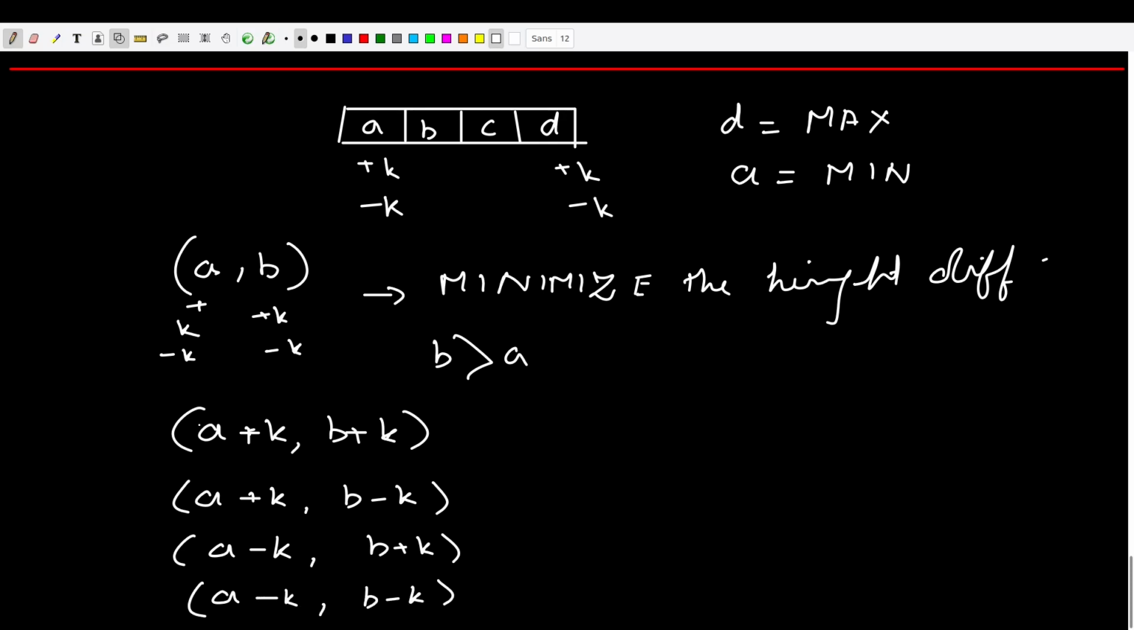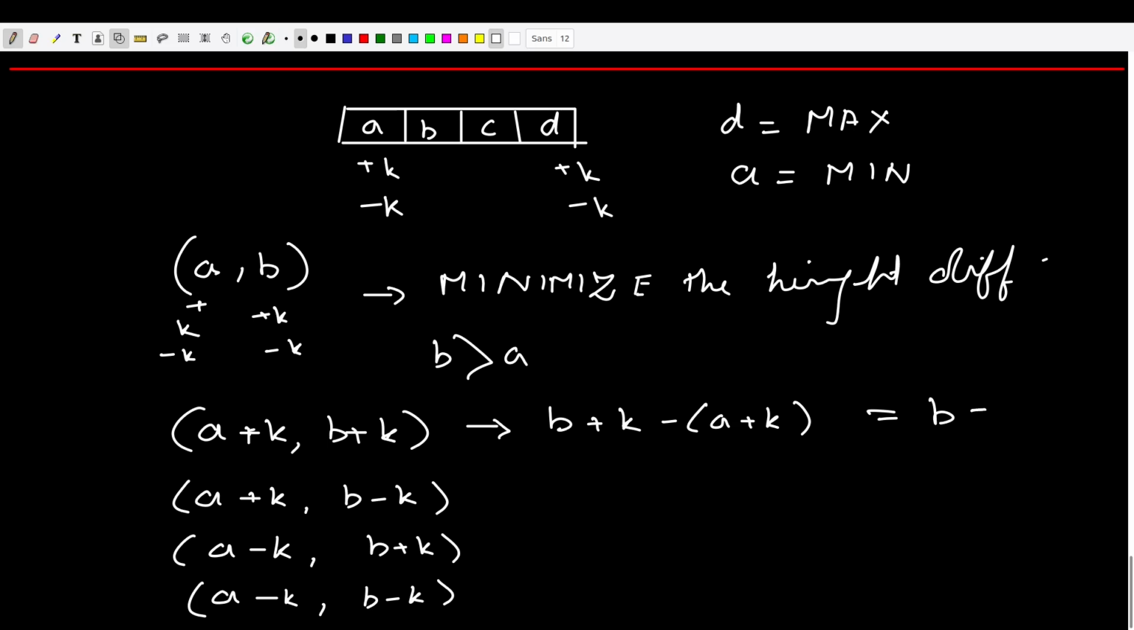Now what this basically means is that in the first pair, I am increasing tower A height by k, and tower B height by k, right? In this particular scenario, I am increasing the height of tower A by k, whereas here I am decreasing the height of tower B by k. Okay, so given these scenarios, if we try to find the difference between pair A and B, what we will get is B plus k minus A plus k, right?